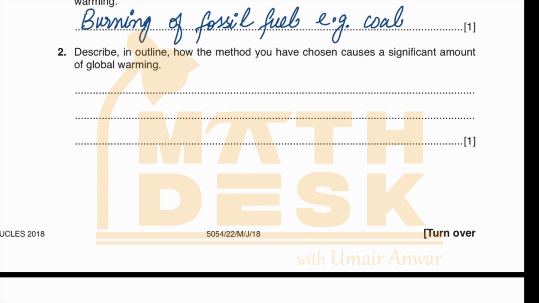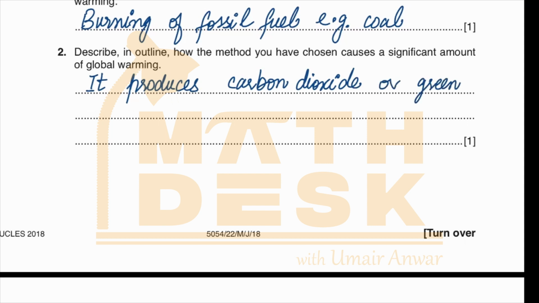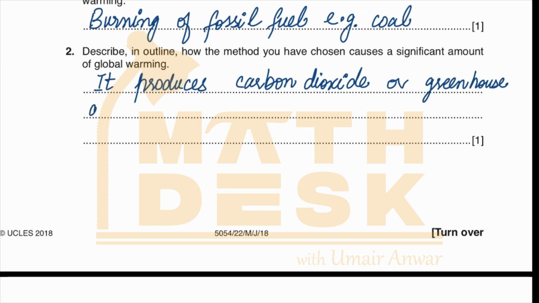The next part says describe in outline how the method you have chosen causes a significant amount of global warming. So it produces carbon dioxide, or greenhouse gases, which trap energy and absorb infrared radiation and cause global warming.